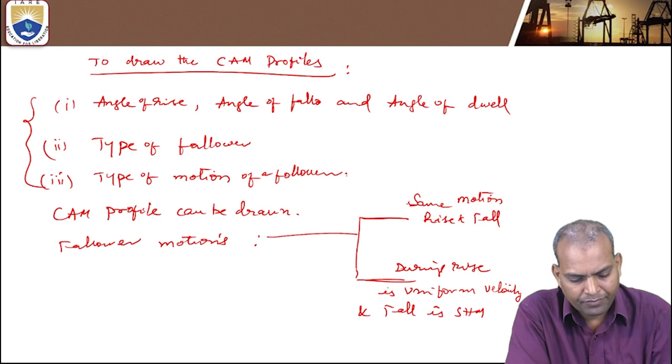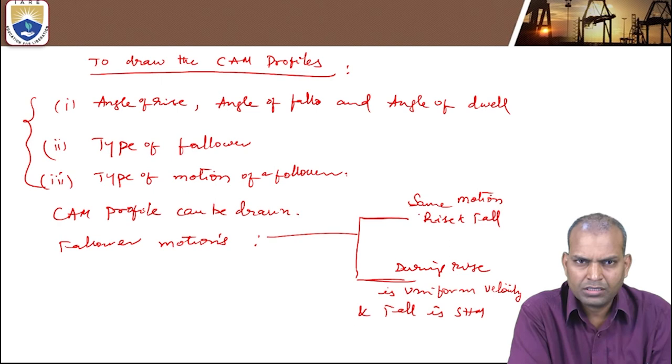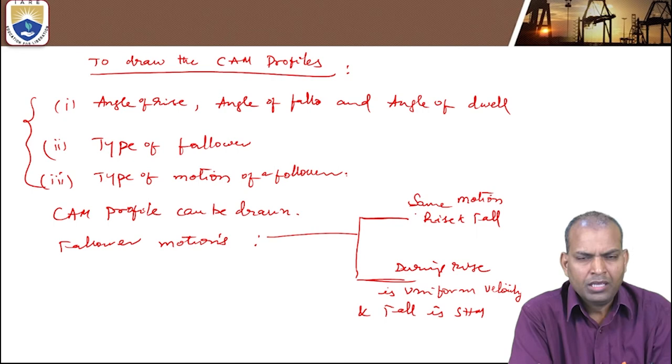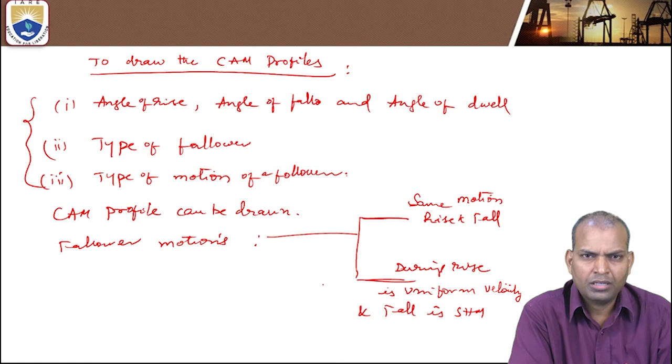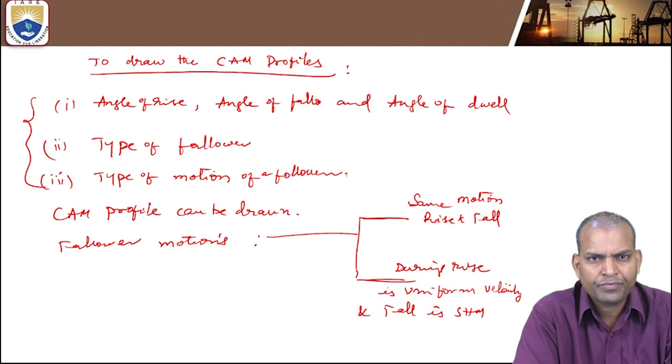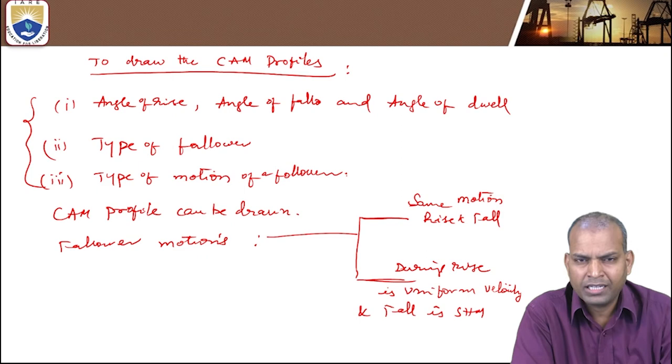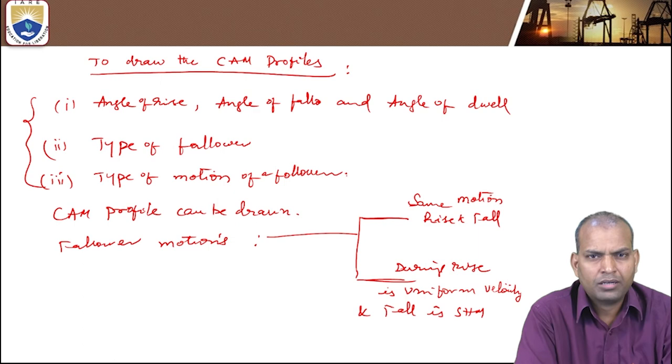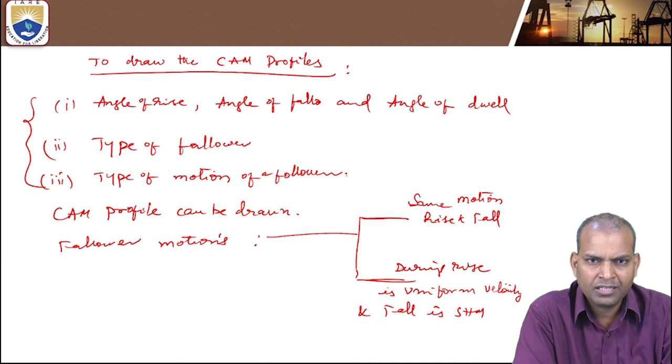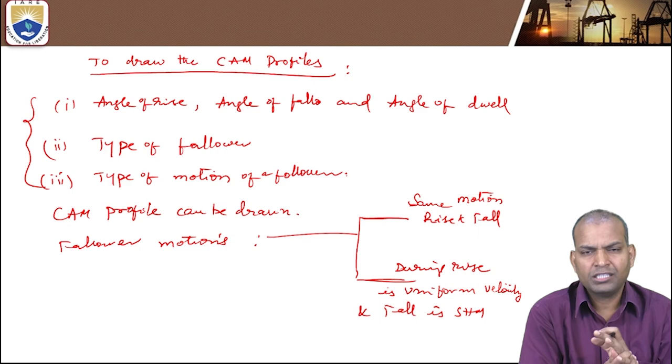The profile of the cam observed in the case of uniform motion is different from the case of different or variable motion of the follower. So during rise it is a uniform velocity or simple harmonic motion, or it can become uniform acceleration and deceleration. And during descent, it can be another combination. It cannot be the same. That is either simple harmonic or uniform velocity or uniform acceleration or uniform acceleration and retardation. So under these combinations, the shape of the profile of the cam will be varied.